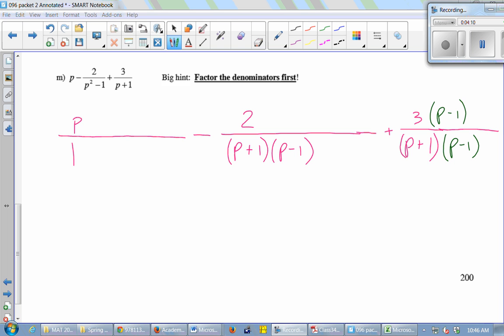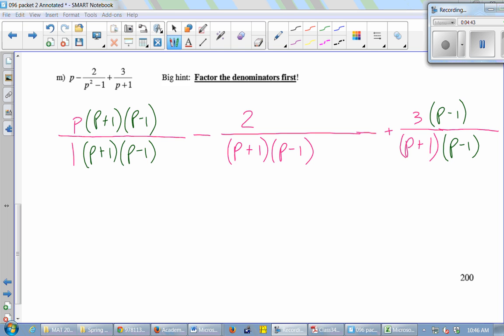Right, so now my second two fractions have the same denominator. All right, what's missing in the first fraction in order to make that one have the same denominator as the other two? A P plus 1 and a P minus 1. So this one is multiplied by P plus 1, P minus 1. All right, so I have now built the common denominator, right? All three fractions have the same denominator, P plus 1 times P minus 1.